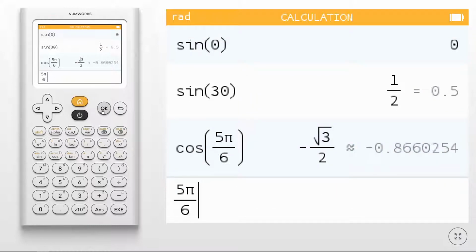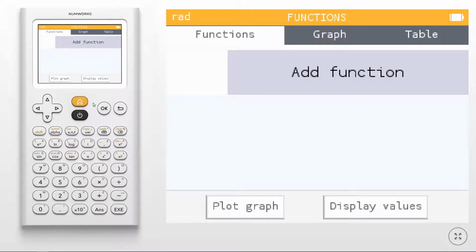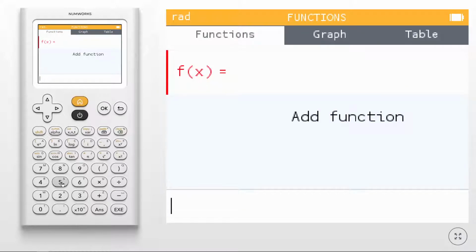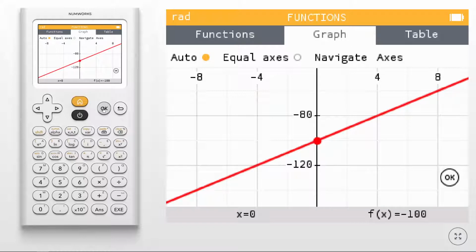So let's do a quick sketching of a graph of something. So let's go over to functions, and we're going to add a function. So I'm just going to hit OK. And let's just make a function, let's say 5x minus 100. And just to graph it, we need to go over to graph. So I'm going to hit the up arrow and over to graph. And it did some nice things for us. It set the scale so we could see the y-intercept pretty clearly.